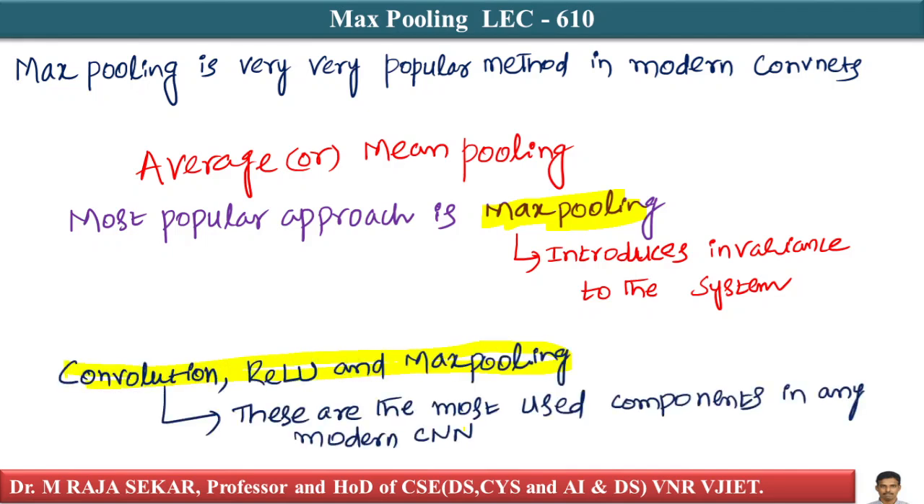That's important. If you observe carefully, what are the important concepts? Now we have all the components for convnets. We have the operations of convolutions. What are the components? You have components like convolutions, ReLUs, and max pooling. These are the most used components in any modern convolutional neural network.